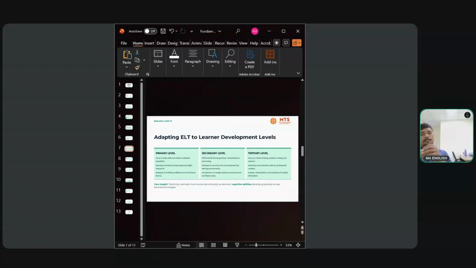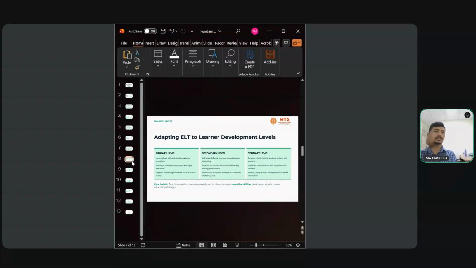So students must be able to analyze a text, construct arguments, write research papers, and communicate effectively in academic and professional contexts. The core insight from this unit is something we must all remember. Teaching must evolve as learners grow. A method that works beautifully for a 6-year-old will not work for a 20-year-old, and vice versa. Effective ELT always takes into account the maturity and cognitive development of the learner. Okay, that's all about Unit 17.